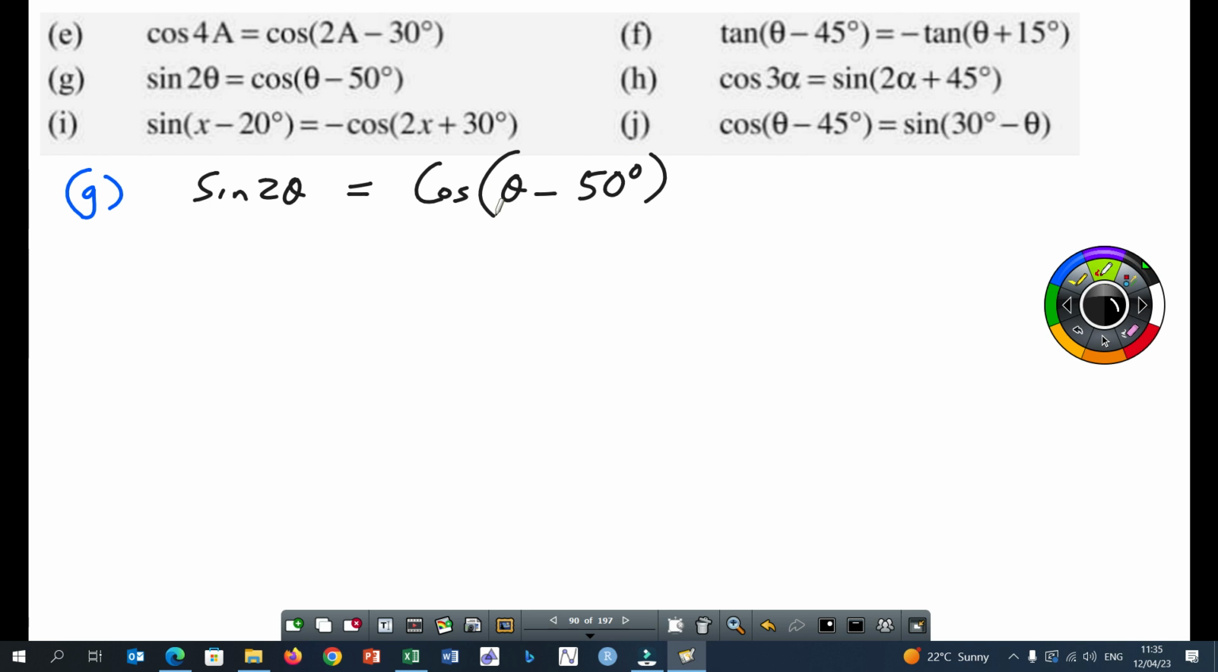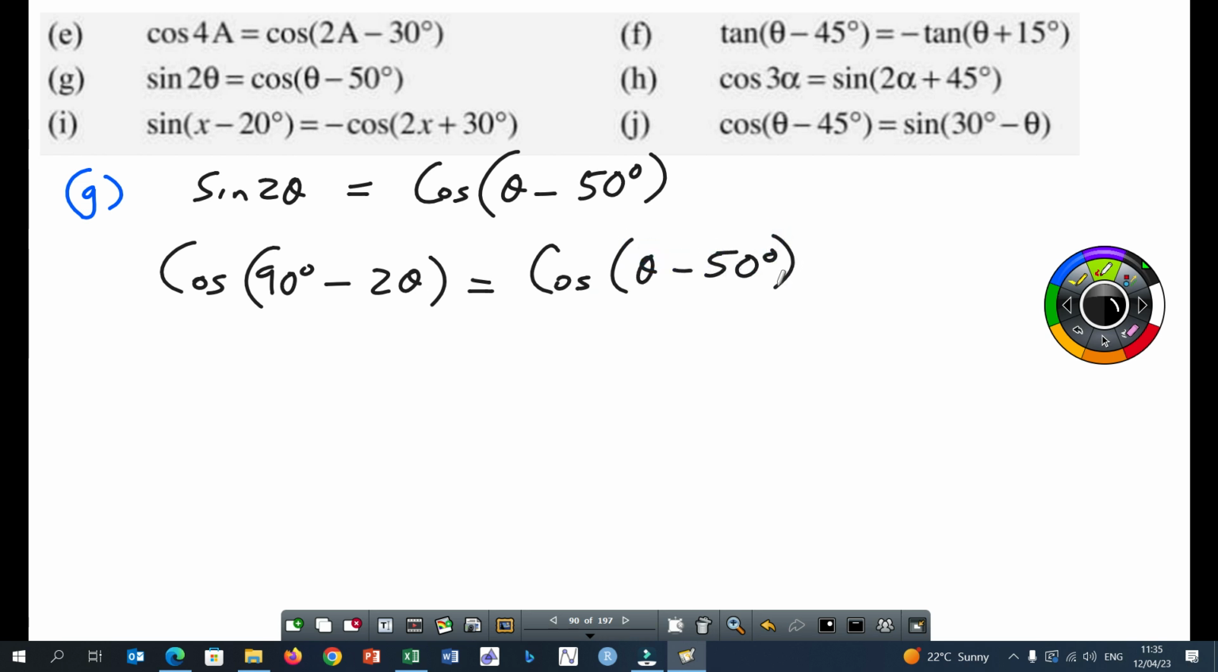So we convert that to cos, so that will be cos of 90 degrees minus 2 theta. Okay, this will be equal to cosine of theta minus 50 degrees. Now, once you have got the same trig ratio on either side of the equation, obviously your reference angle is going to be this angle here. But this is cos now.